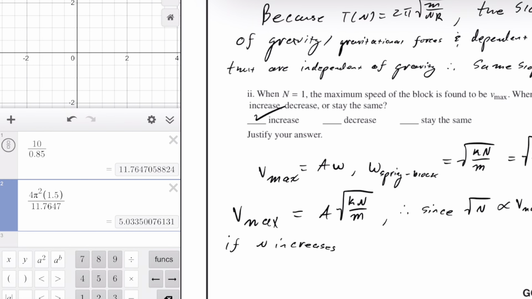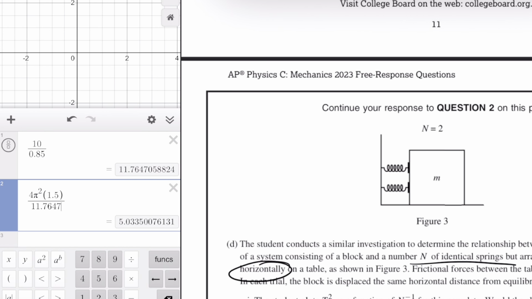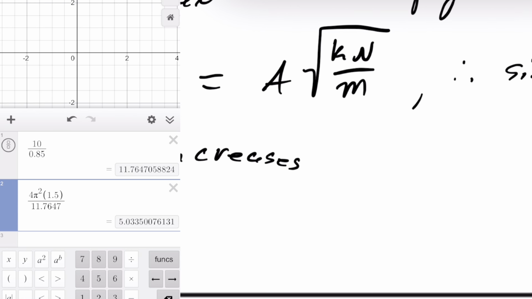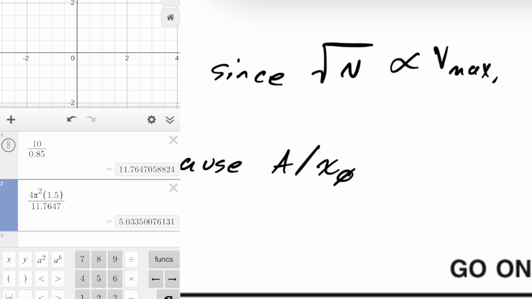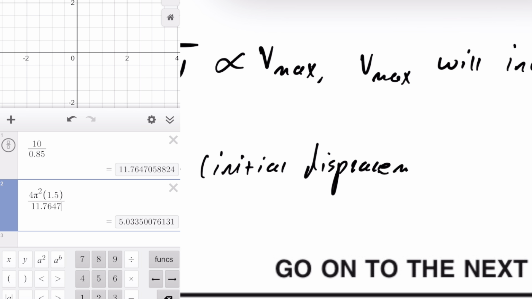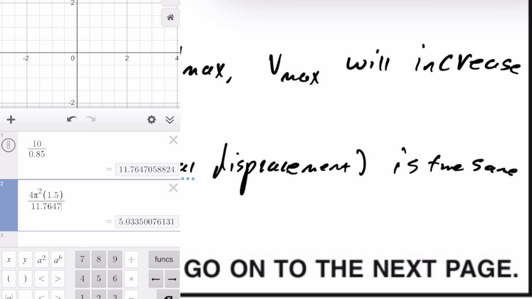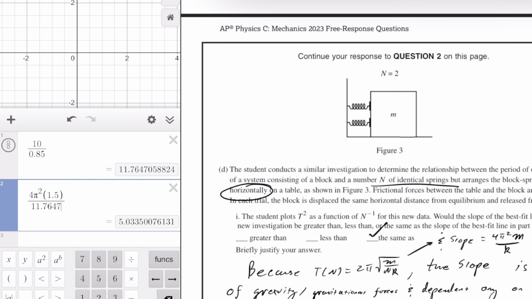There we go. And we can also think about it in terms of the spring. Because if we compress at the same distance, if n increases, also because a / x naught, the initial displacement, is the same. Just a little side note. Because of the initial displacement, when they told us up here released from the same horizontal distance, the amplitude will be the same for each situation.